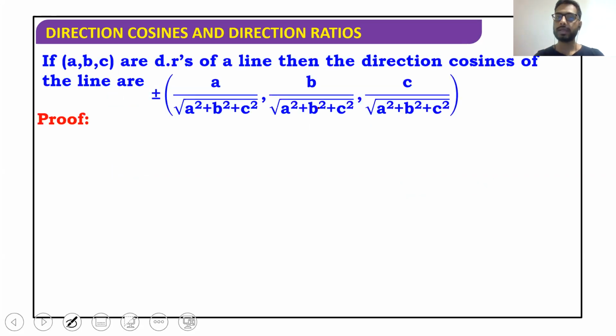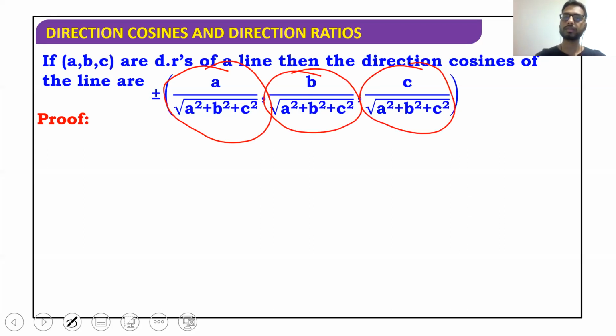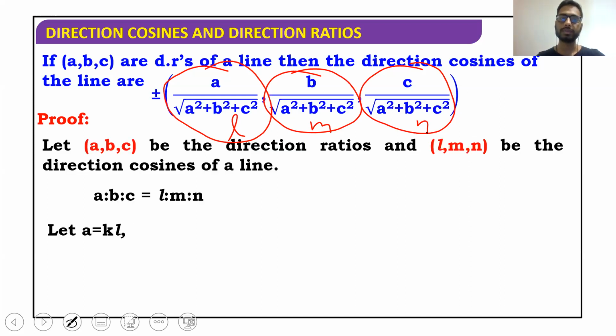Relation between your direction ratios and direction cosines. If A, B, C are your direction ratios, then your direction cosines are A upon under root A square plus B square plus C square, B upon under root A square plus B square plus C square, and similarly C upon this. So this is your cos of alpha, this is your cos of beta, and this is your cos of gamma. I can also say that this is your value of L, this is the value of M, and this is the value of N. We won't go into the proof currently.